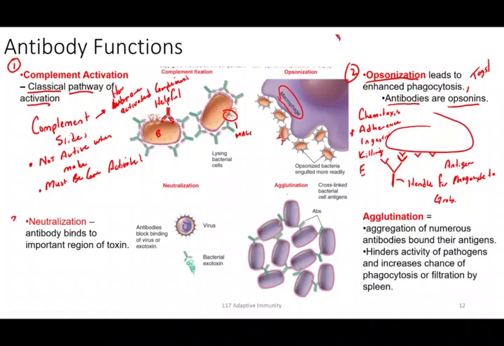Next, neutralization. So here are 2 examples. This is a flashback. In this case, we have an enveloped virus. So it's got a capsid. That's what that little blue thing is. It's got its nucleic acid on the inside. And then it has an envelope around it, and it's got these viral spikes that project out.